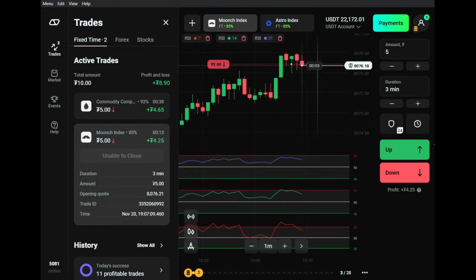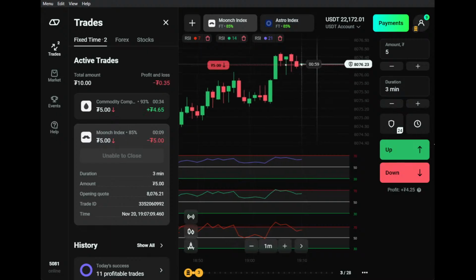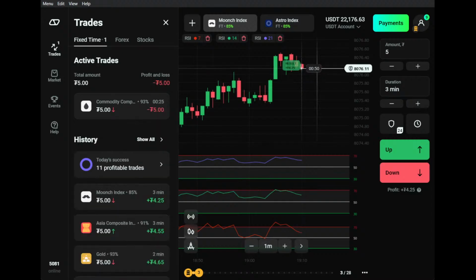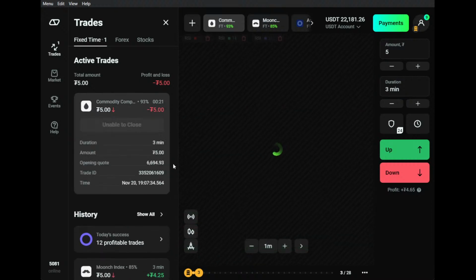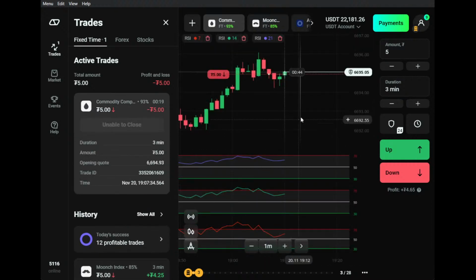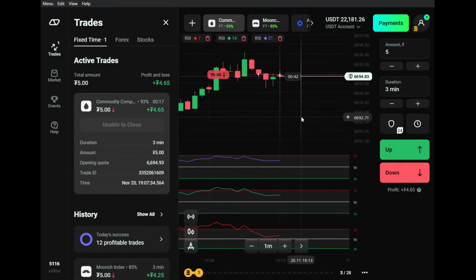Yes, I also suggest that if you have time, if you have that patience, you should be trading on 5 minutes, 10 minutes. But if not 5 minutes, 10 minutes, at least 2 to 3 minutes is what you're supposed to trade. Not less than 2 to 3 minutes. Okay. Now we have, okay, that trade went positive. Now we have commodity going on. Let's see what result commodity gives us.